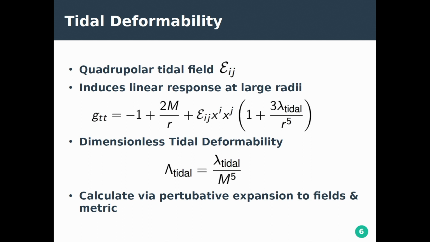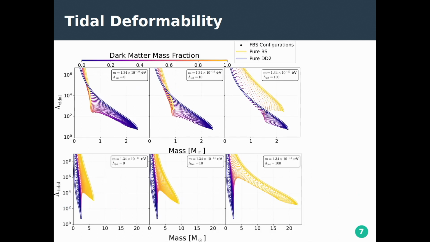And then you can calculate the tidal deformability, which looks like this in a mass tidal deformability plot. So here, in this white bluish region, you have the DD2 solution, and here in yellow you have the pure boson star solution. And you can see that for different dark matter fractions, they approach each other continuously.